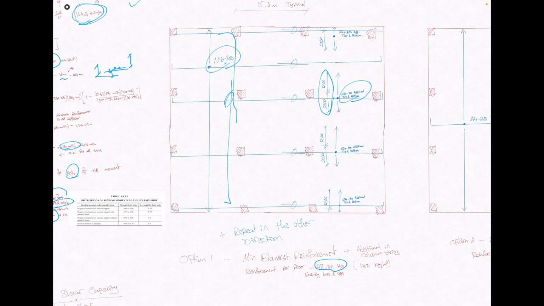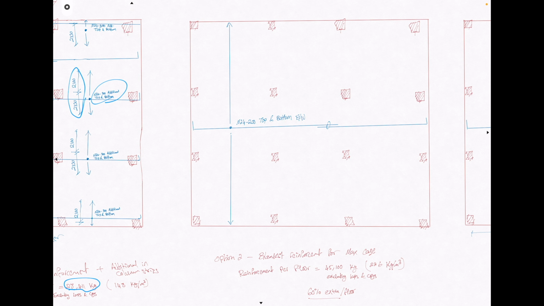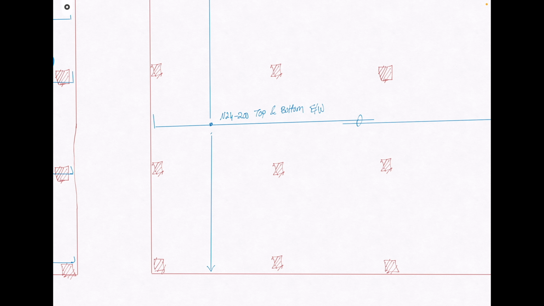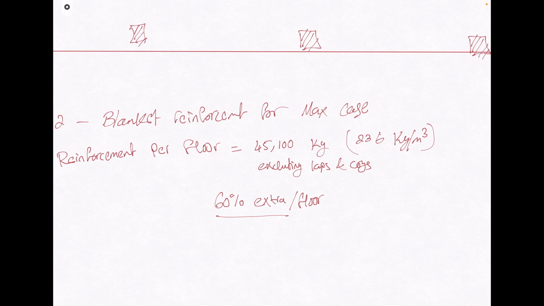Now, this is sort of balanced between full efficiency of just putting the bars required at the locations required, and full inefficiency but simplicity of putting blanket reinforcement, which is the same reinforcement everywhere in the flat plate. If I put the same reinforcement everywhere, I'm just gonna have to go with the worst case, which was the N24s, and I'm gonna have to put that everywhere. And that pretty much results in the reinforcement being 45 tons instead of my 28, and that is about 60% extra reinforcement in the floor.